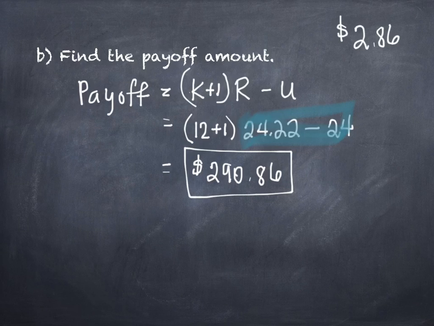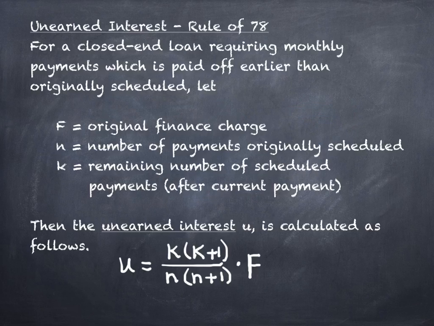Okay, there's a second way to find unearned interest that we're going to talk about. Okay? All right, so I'm going to switch the slide. There's another way. It's called the Rule of 78. And it has all the same sort of features. That is, we're paying it off early. How much money do we get to save? But it's a different way of calculating it. And the benefit in this particular way is you don't need H.